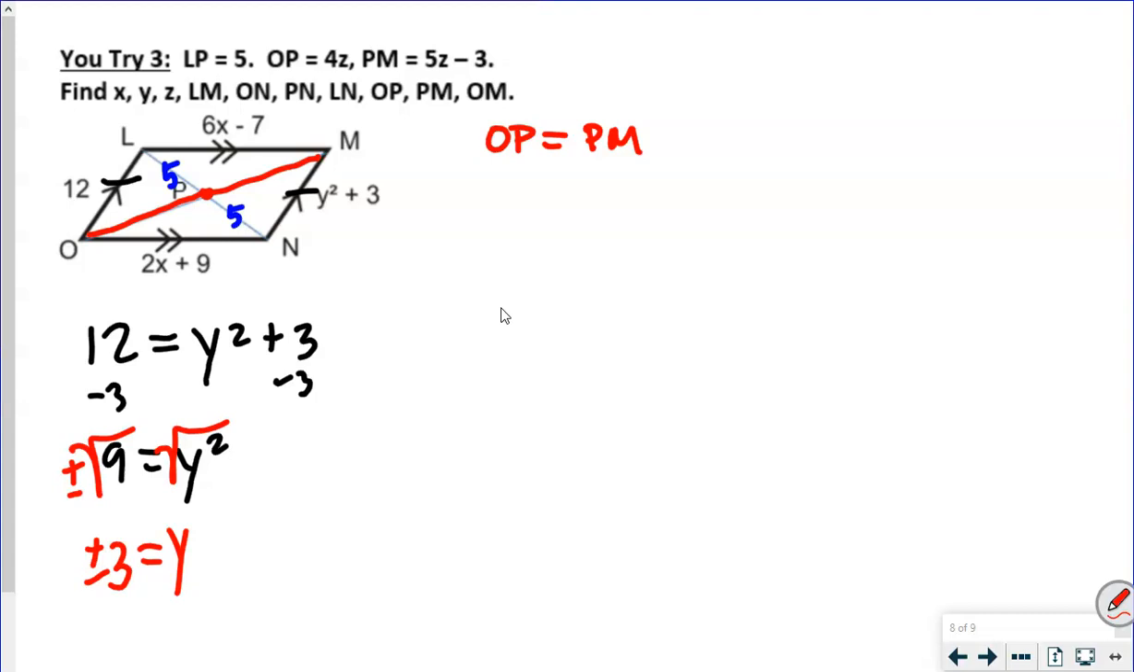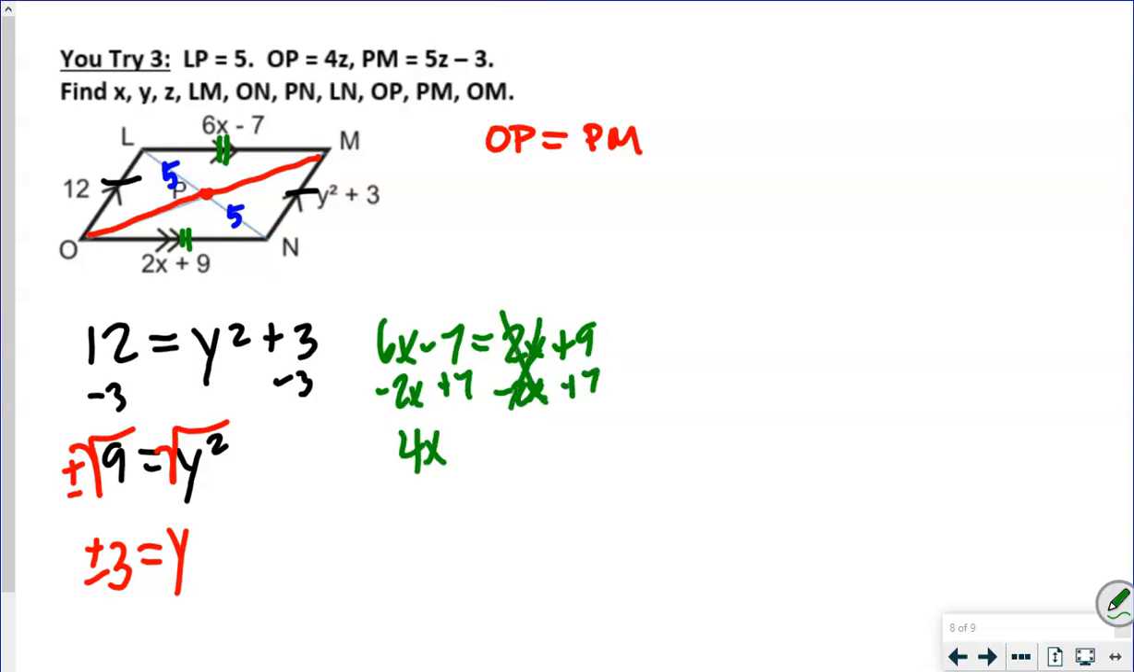Then we're going to do our other side here. So these are also congruent because they're opposite sides. Okay? So we're going to do 6x minus 7 equals 2x plus 9. Subtract 2x from both sides. It's going to give us 4x. We're going to add 7 to both sides. So that's going to give us 16, and we're going to divide both sides by 4. So x is equal to 4.